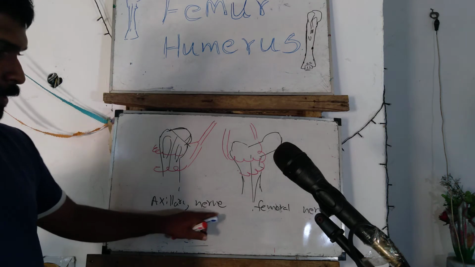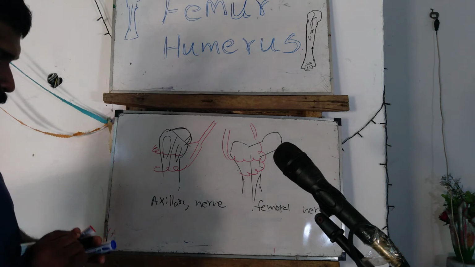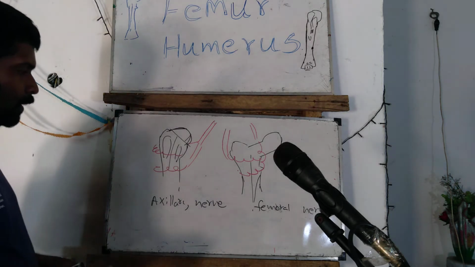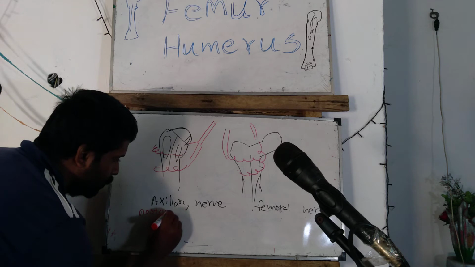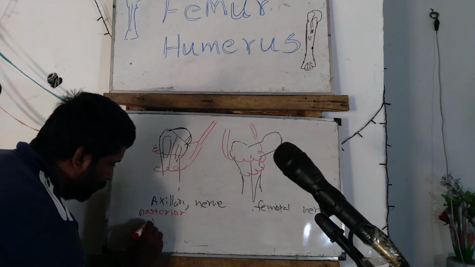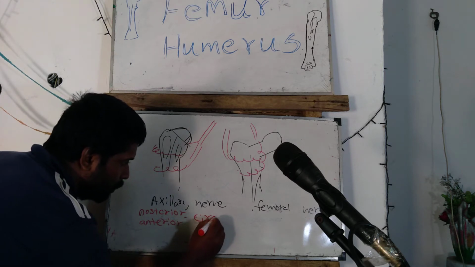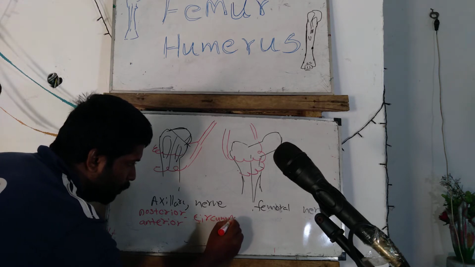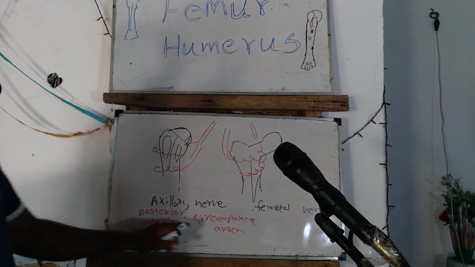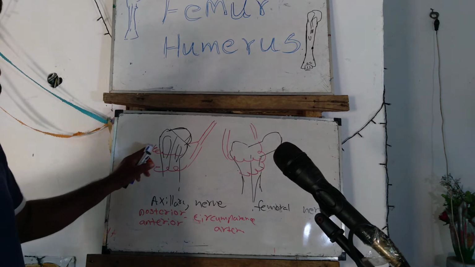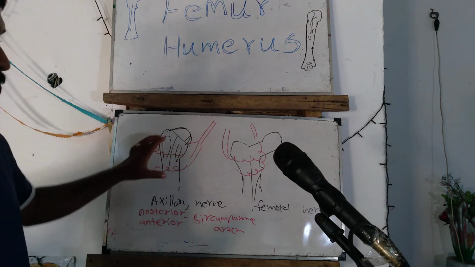Nerve supply: axillary nerve, femoral nerve. Blood circulation of the humerus head: circumflex artery, the posterior circumflex artery and the anterior circumflex artery. The brachial artery gives some form of branch.